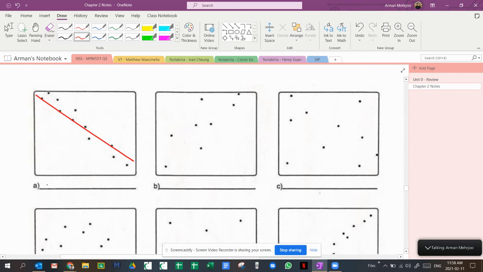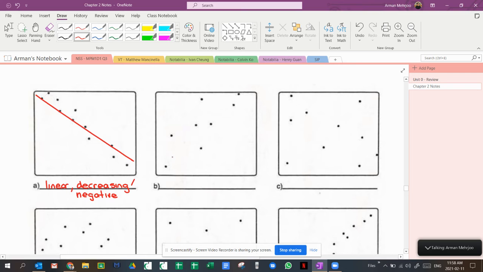So we could say this is a linear trend, and it's also decreasing, or we could say it's negative. And we could say it's decreasing because as this value increases, this value is decreasing. So remember, that's a decreasing or negative trend.